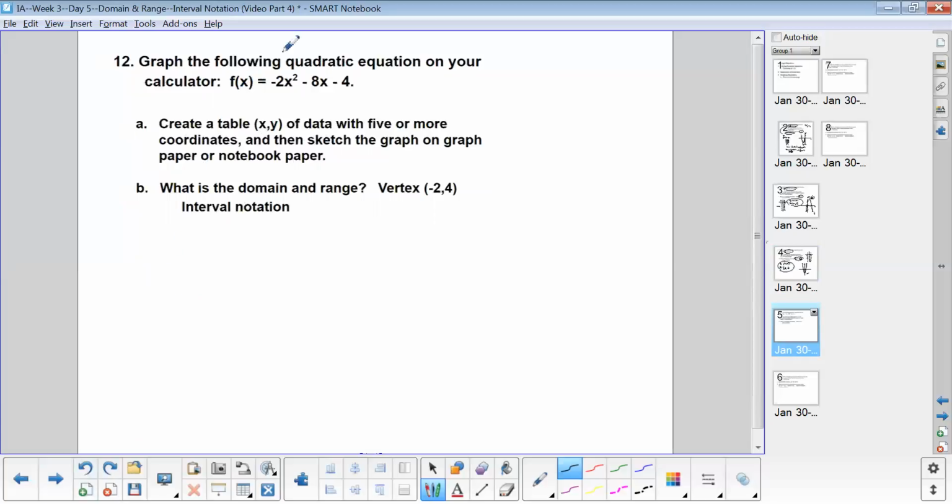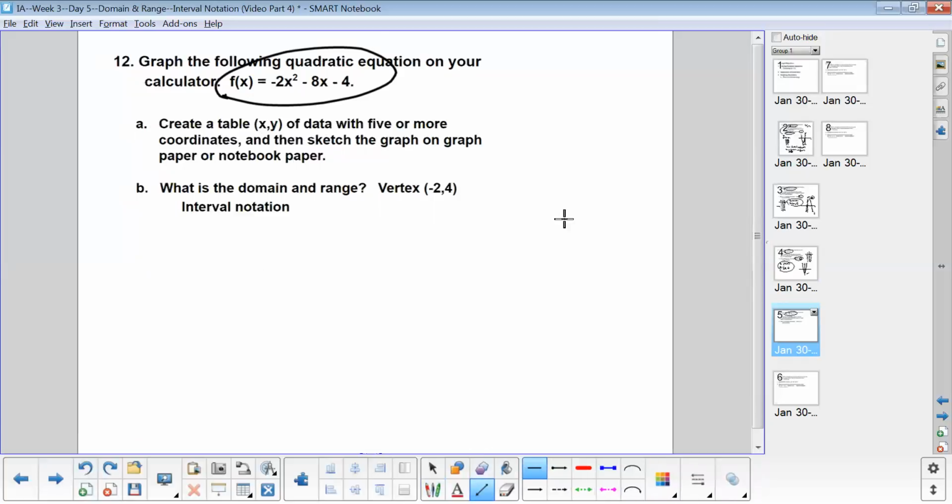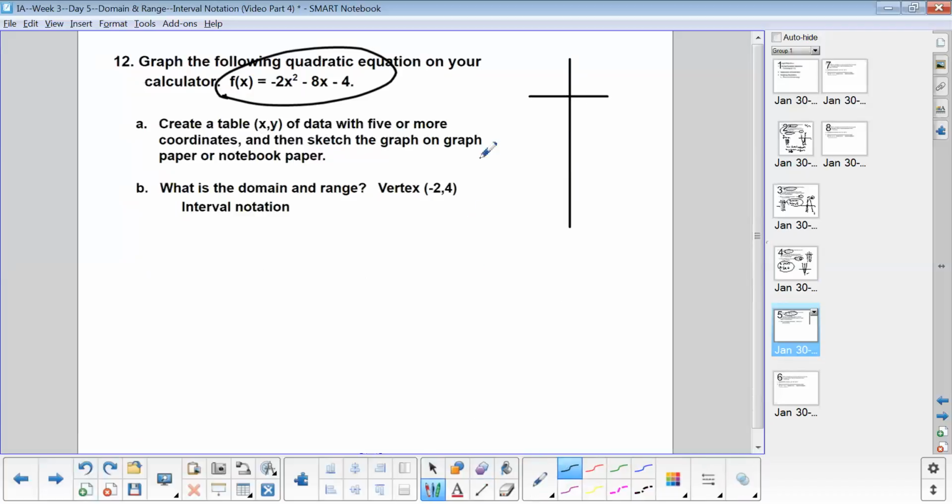Go back to your y equal, and you'll type in -2x squared minus 8x minus 4. And get my set of data, X and Y. So I'm going to go to second graph. And I know my vertex is -2, 4. I'm giving you that right now. We don't have to calculate that because I want you to practice on your writing your domain and range. We'll do more calculating of that later in the semester.